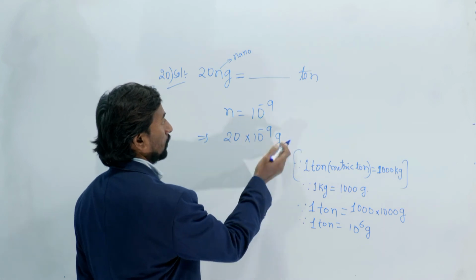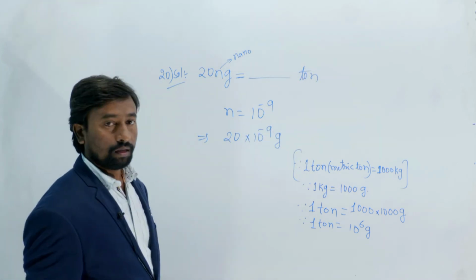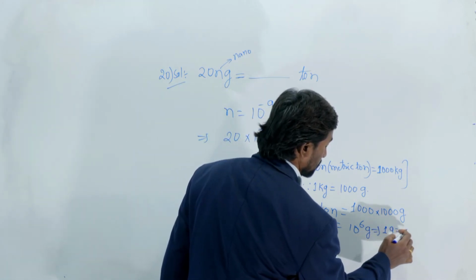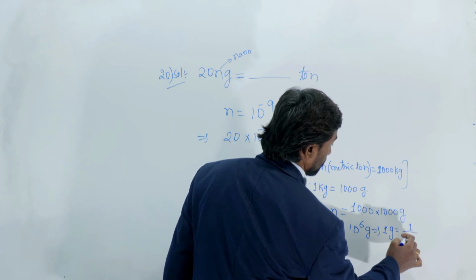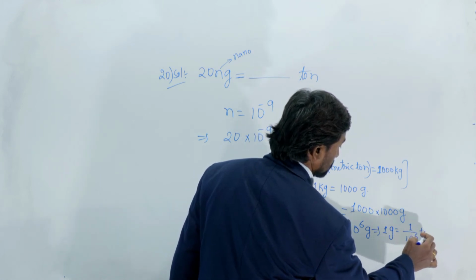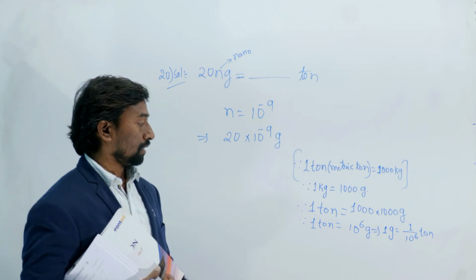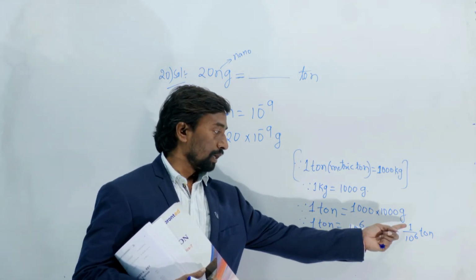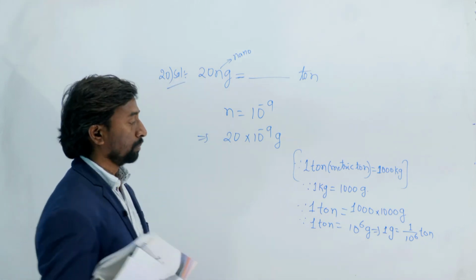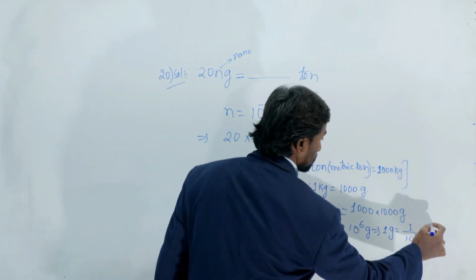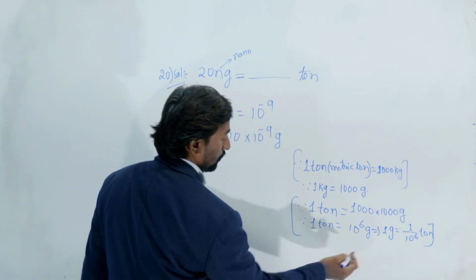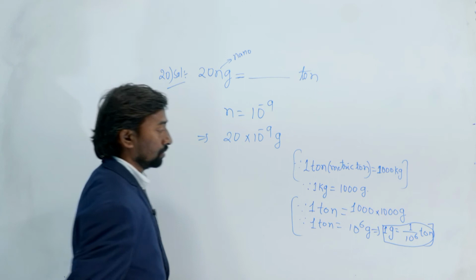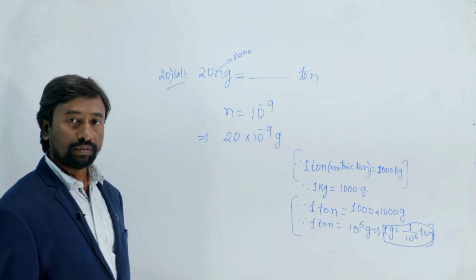Here this 20 nanograms, they are asking in tons. Then from this, we can write 1 gram is equal to 1 by 10 to the power of 6 tons. We should send this 10 to the power of 6 to this side. It will become 1 gram is equal to 1 by 10 to the power of 6 tons.